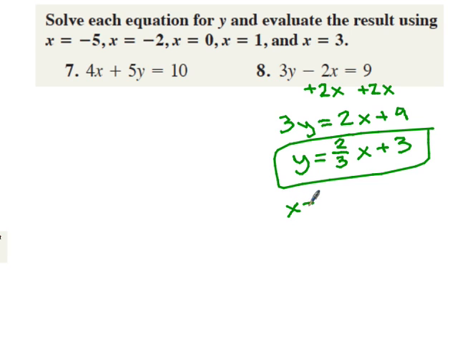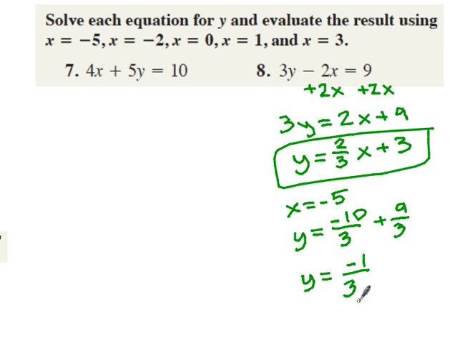So when x equals -5, this will be the demo we do real quick. I just substitute that back in. So we'll end up with y equals, when x is -5 here, 2 times -5 is -10 divided by 3. Okay, plus 3, so I'm going to convert this into thirds. This will be 9/3. And then we can combine those together. So our y value is going to be -1/3.